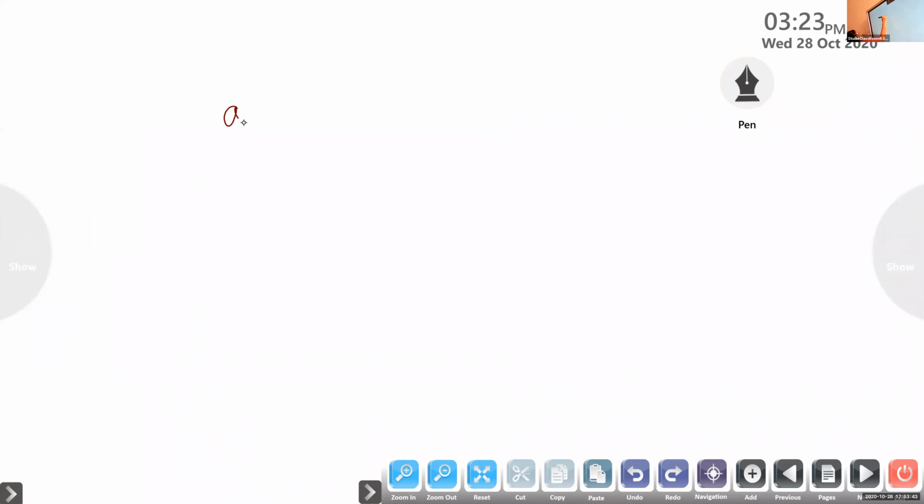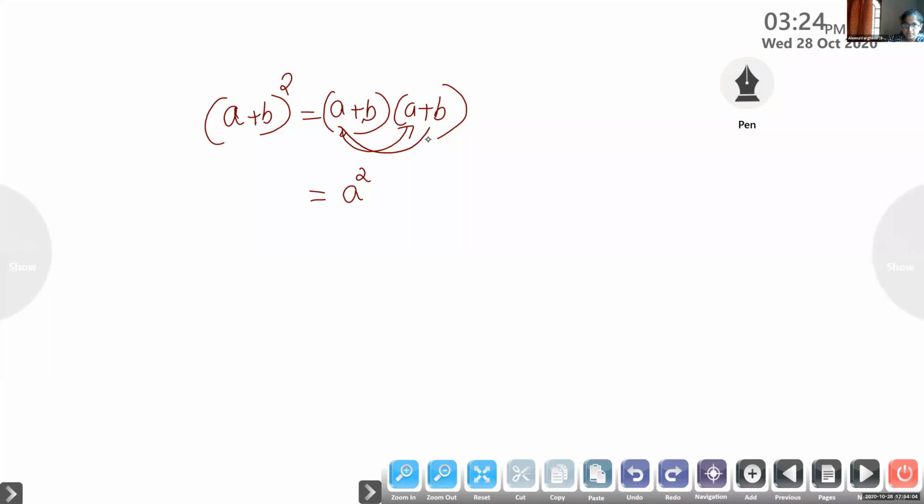A plus b the whole square, we can write as a plus b into a plus b. Multiplication of two algebraic terms we have already studied. So how can we do this? A into a is a square. A into b is ab, plus b into a, ba, plus b into b, b square. So this is equal to a square plus ab plus ba.